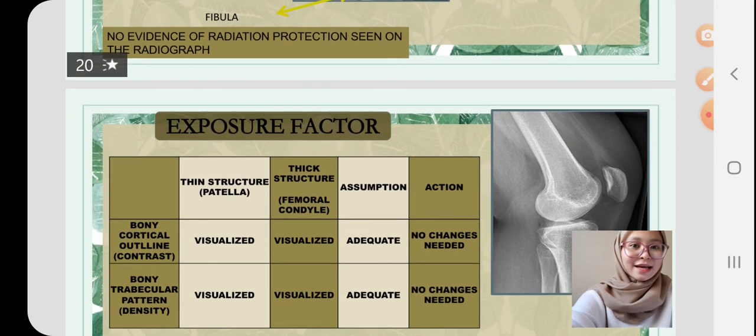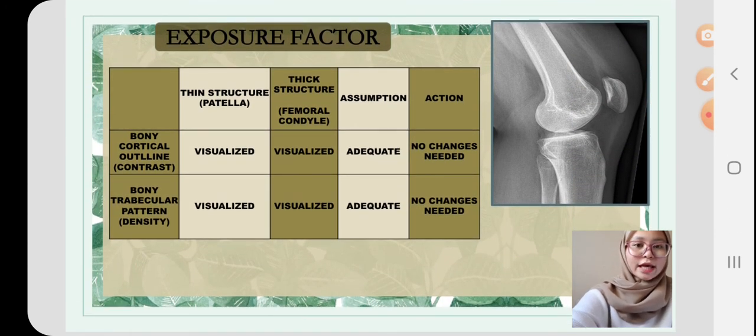Okay, next is exposure factor. The kVp used is adequate for penetration and radiographic contrast. This is because the bony cortical outline of the thin structure, which is the patella, is visualized, and the bony cortical outline of the thick structure, which is the femoral condyles, is visualized.